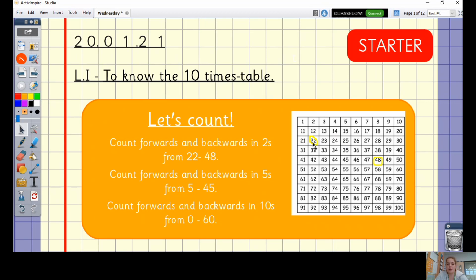1, 2, 3. 22, 24, 26, 28, 30, 32, 34, 36, 38, 40, 42, 44, 46, 48. Now let's go backwards. 1, 2, 3. 48, 46, 44, 42, 40, 38, 36, 34, 32, 30, 28, 26, 24, 22.